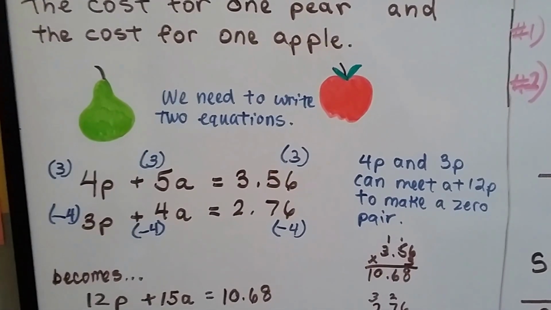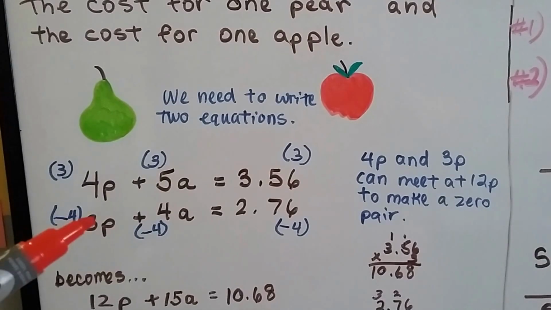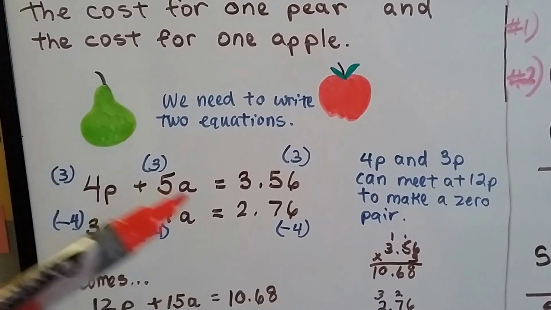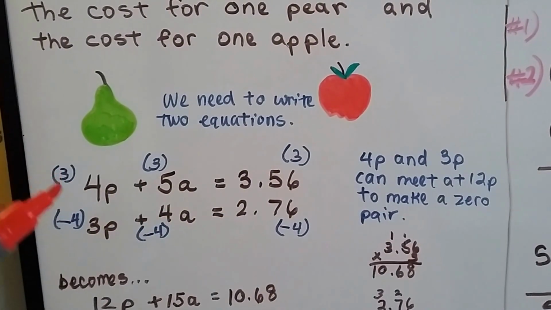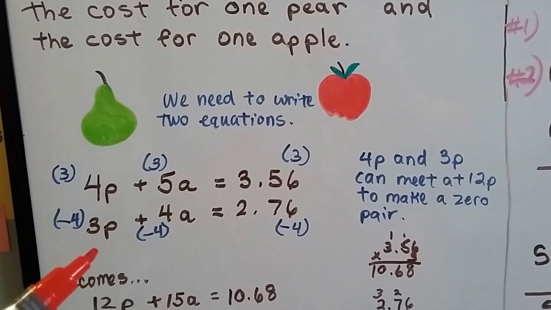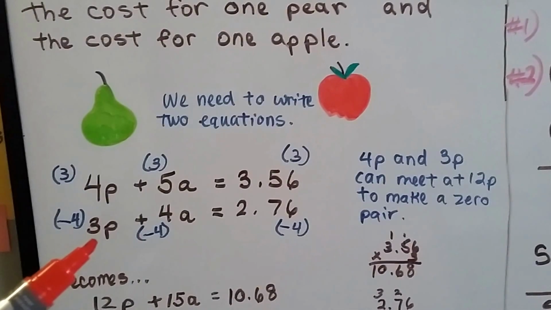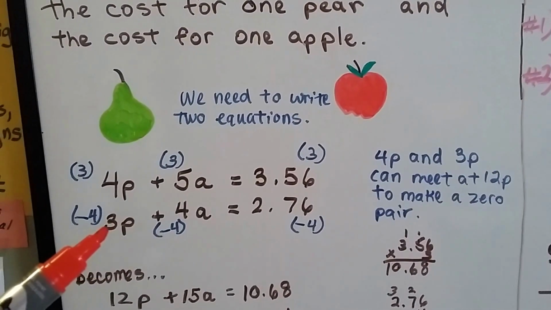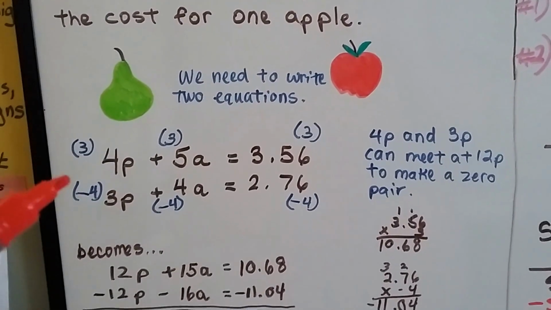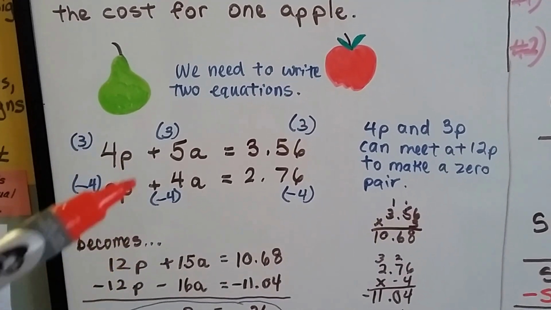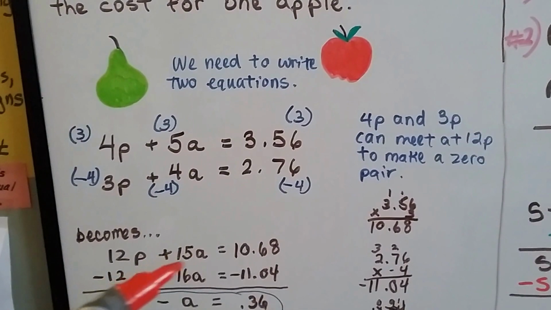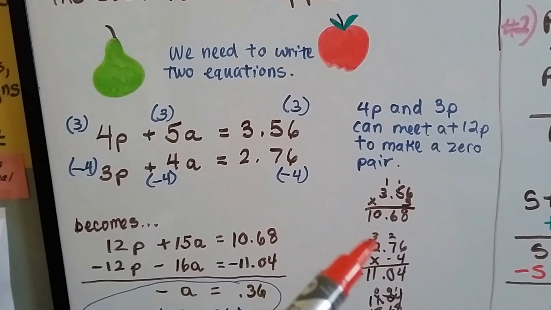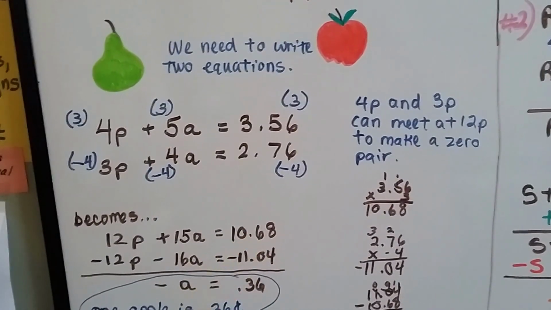So 4p and 3p can meet at 12p. So we're going to multiply this 4 and all of these other terms by a 3. And because we need to make a 0 pair, we're going to multiply this one by a negative 4 to get to negative 12. So now we've got 12p plus 15a equals $3.56 times 3, which is $10.68.